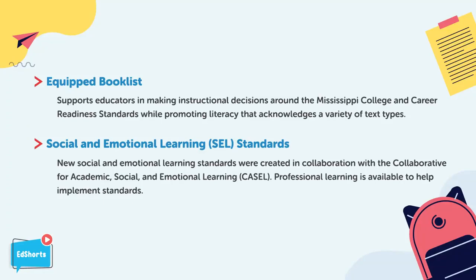There are some new tools and resources available to educators to help students this academic year. Here are a few. Equipped Book List supports educators in making instructional decisions around the Mississippi College and Career Readiness Standards while promoting literacy that acknowledges a variety of text types. Social and Emotional Learning Standards, or SEL. New social and emotional learning standards were created in collaboration with the Collaborative for Academic, Social, and Emotional Learning, CASEL. Professional learning is available to help implement standards.